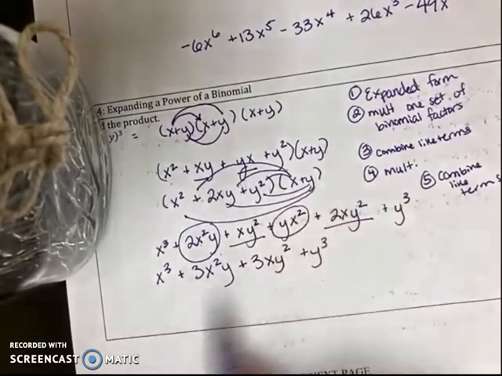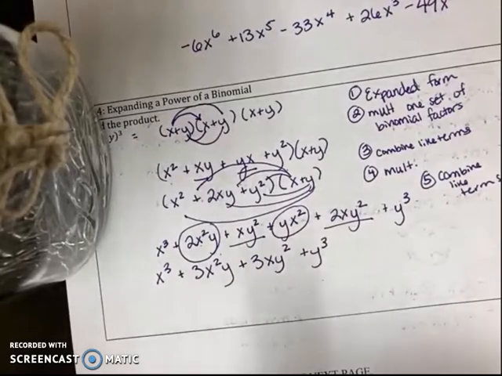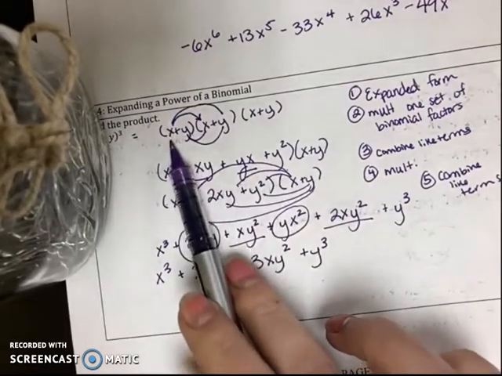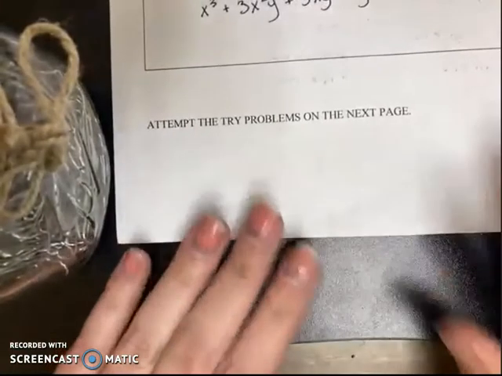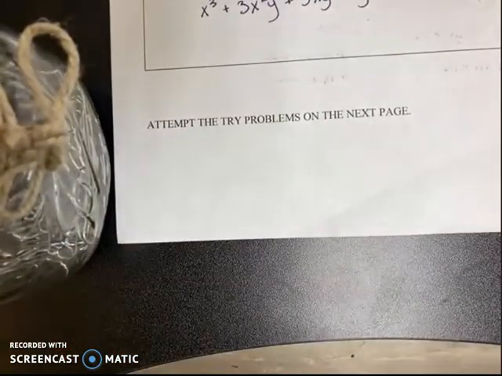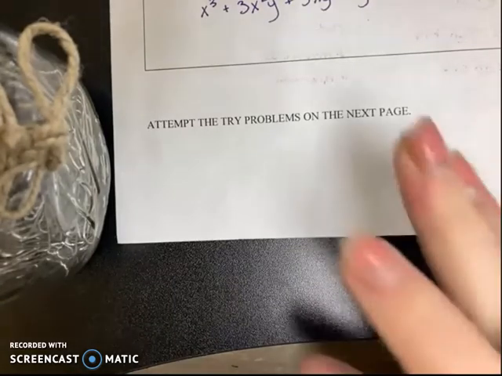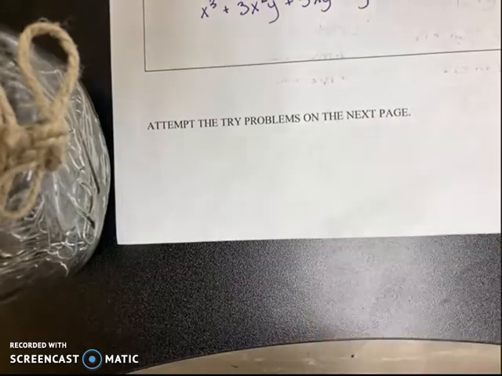It's not always going to be this hard. What made it more challenging is the fact that I had an x and a y. I think your try problems will be a little bit easier here. But this is my final answer. On the next page, it says attempt the try problems. So I'm going to go ahead and have you pause the video, try those 4 problems using the notes, and when you are done, hit play to check your answers.